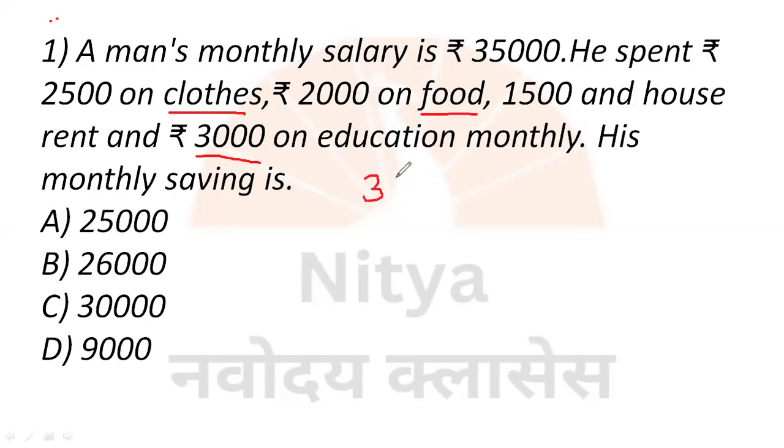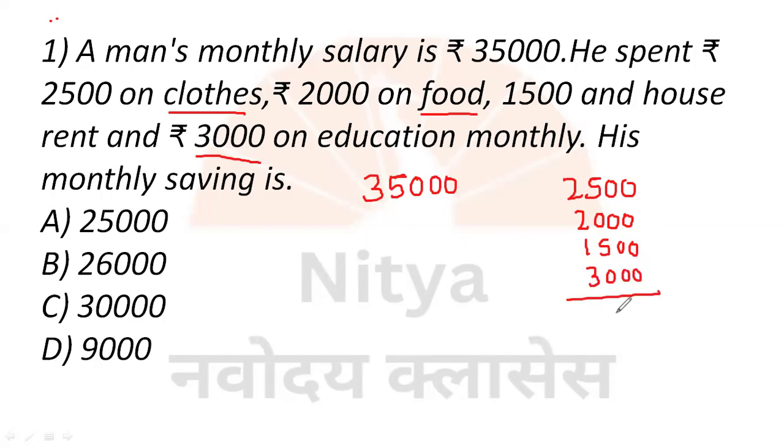So total monthly salary is 35,000 rupees, and his expenditure, the spent money, is 2,500 plus 2,000 for food and 1,500 for house rent and rupees 3,000 for education monthly. So you have to add all the expenditures. So 9,000 is the total expenditure.